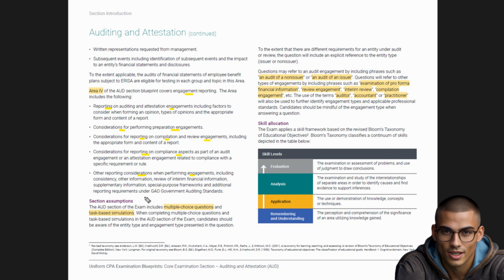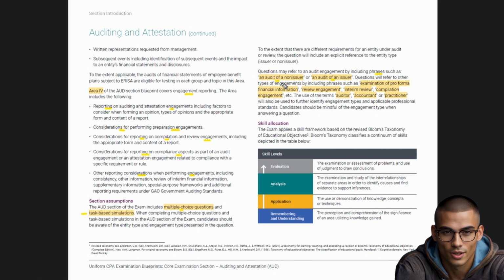As we discussed earlier, the audit exam is comprised of both multiple choice questions and task-based simulations. And there's an important note here from the AICPA in regards to how the questions are phrased. So questions may refer to audit engagements, including phrases such as an audit of a non-issuer or an audit of an issuer. These are very important distinctions that you need to know before you go in to take your exam. Make sure that when you're reading the question, you understand what the question is asking, and these phrases are very important. Are we looking at a non-issuer or are we looking at an issuer?